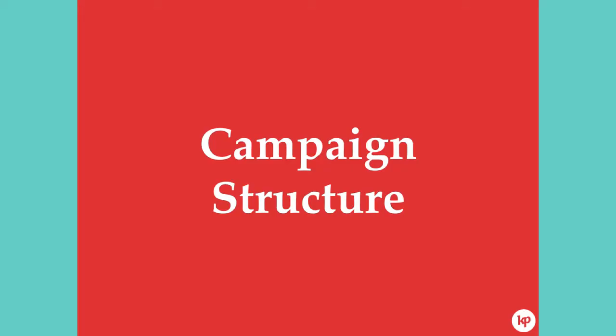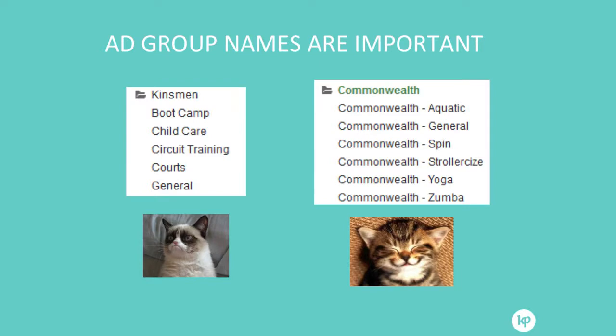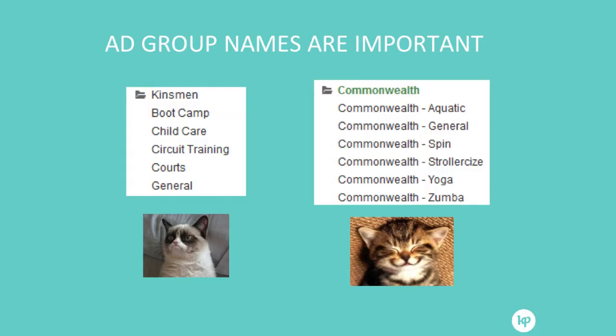So we're going to start by talking about campaign structure, because I think this is one of the things that's most overlooked in local pay-per-click. And I have an example here of ad group names for a campaign that we set up. It's for a couple of recreation centers in the city of Edmonton. Kinsman is one of them, where it's the angry cat, and the happy cat is Commonwealth.